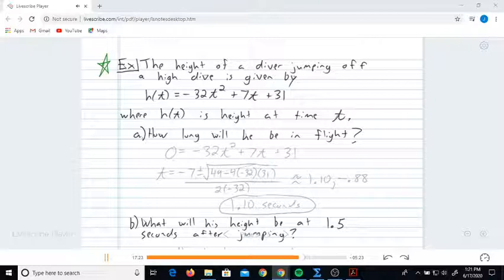So how long will he be in flight? Well, he's in flight until his height hits 0. So we set height equal to 0 and solve. Alright, so this is clearly not going to be easy to factor. So what we need to do is go ahead and run our quadratic formula. So time equals negative b plus or minus the square root of b squared, which is 49, minus 4 times a times c all over 2a. So good review of the quadratic formula going back to the first test. So let's go ahead and punch that into the calculator.